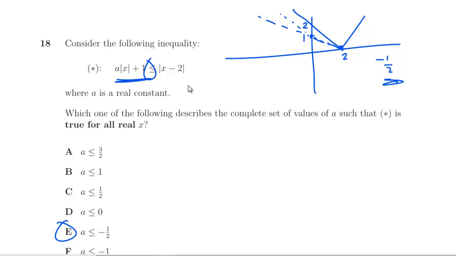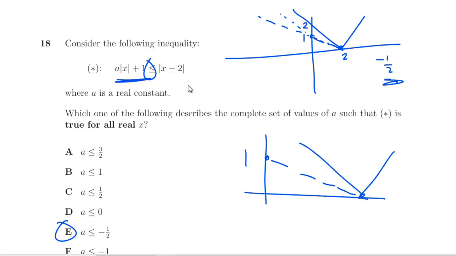But that's the critical thing, we're going through 1 on the y-axis. We've got 2 on the x-axis where the mod graph's going. We just need to not intersect it. Just touch that point rather than going through the graph. So 18, E.